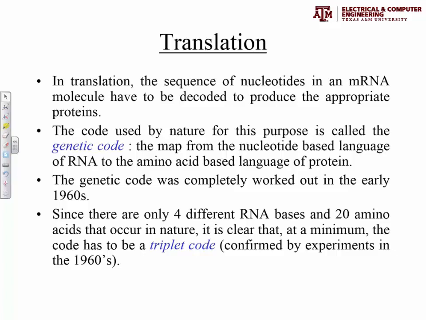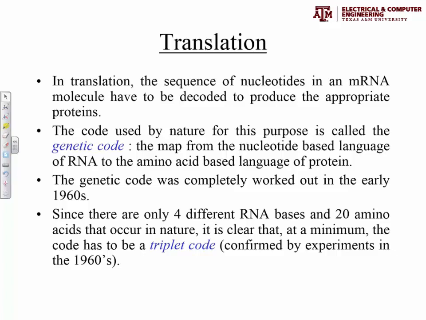And this is the map from the nucleotide-based language of RNA to the amino acid-based language of protein. The genetic code was completely worked out in the early 1960s, right? Now, since there are only four different RNA bases, A, G, C, and U, and there are 20 amino acids that occur in nature, it is clear that at a minimum, the code has to be a triplet code, right? For those of you that are in communication, if you have just two digits, you can represent at most 16 amino acids. So you need a triplet code. And of course, it could be a code having more letters than that too.